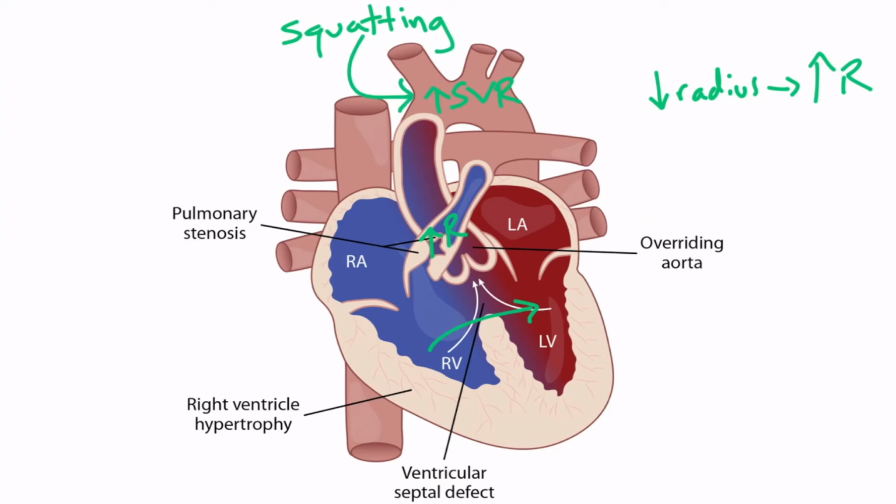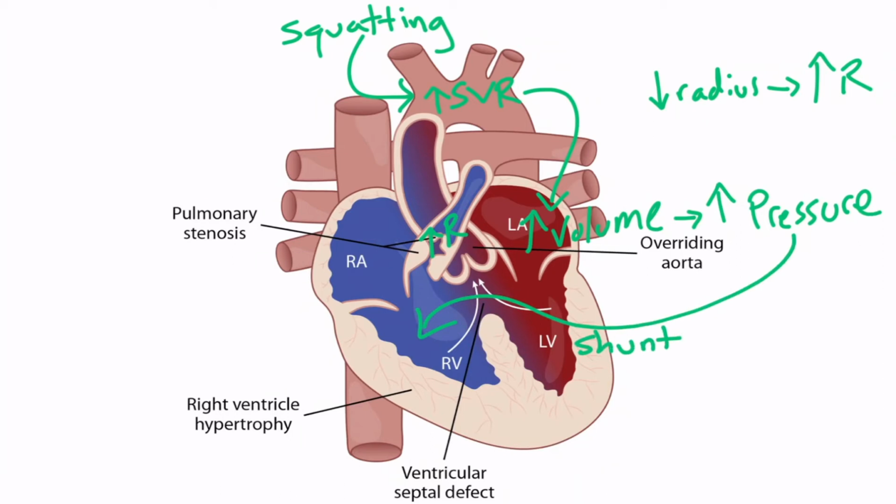This increase in resistance makes it harder for blood to leave the heart and enter circulation, which leads to decreased cardiac output. This translates into increased blood volume on the left side of the heart, which then increases the pressure on the left side of the heart. Now that the left side of the heart has a higher pressure, the shunt is reversed. As you can see, squatting essentially relieves the hypoxia experienced by a patient.